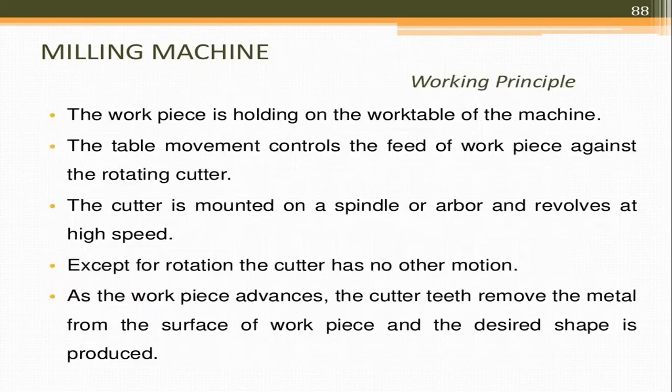The working principle of the milling machine: the workpiece is held on the work table of the machine. The table movement controls the feed of the workpiece against the rotating cutter. The cutter is mounted on the spindle or arbor and revolves at high speed. Except for rotation, the cutter has no other motion. As the workpiece advances, the cutter teeth remove the metal from the surface of the workpiece and the desired shape is produced.